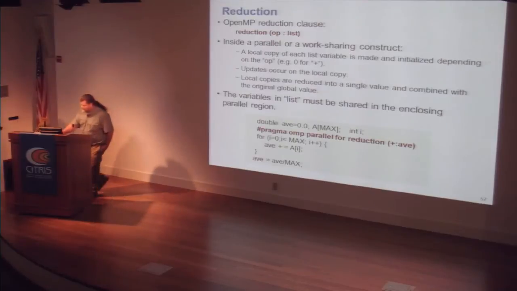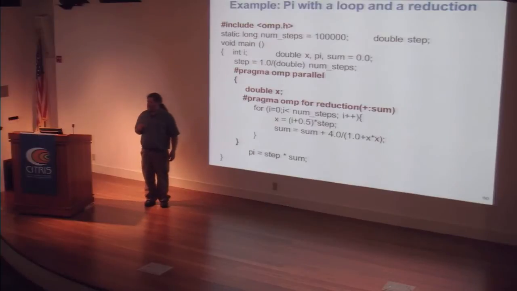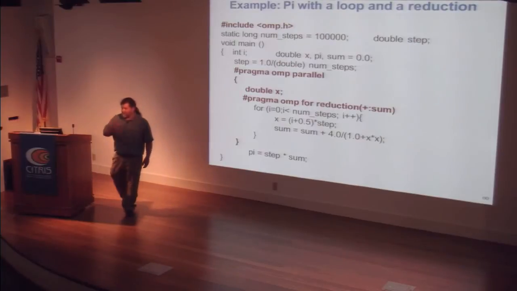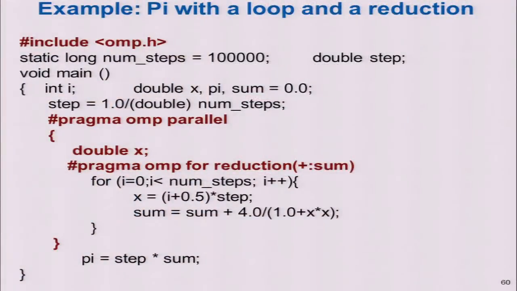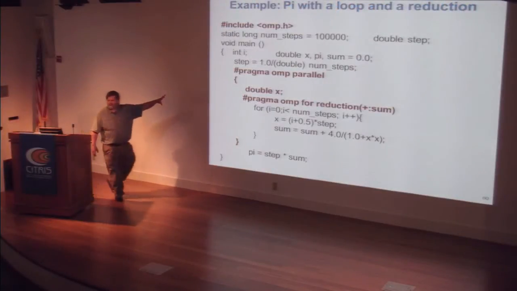All right? So, coming back to our standard running example, notice each time I'm showing this to you, the number of lines I added to do it with OpenMP is going down. Did you notice that? As we move from SPMD to the parallel loop, now I'm just going pragma OMP parallel, open bracket. I still need to create a private X for each thread, so I have a double X declared inside of there. Then I say pragma OMP for reduction plus for sum, and that's all I have to do. When I get to the end of the parallel loop, I do pi equals step times sum. Pretty darn easy, if you ask me. Right? Any questions about this?